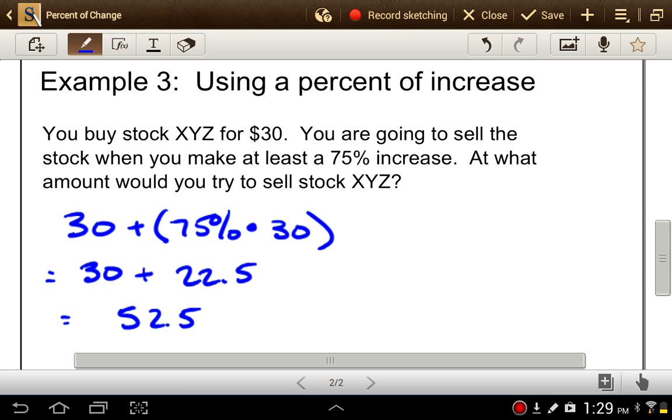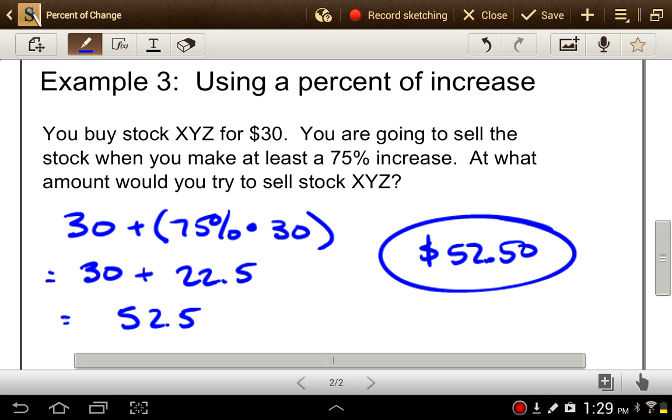Now add those together, and you get 52.5. So what does that mean? In the context of this problem, $52.50 is when you will try to sell your stock. As far as work goes, guys and girls in class, you can do this step, and then you can show this step. You can skip this intermediate step. You don't need to show that, but I do want to see you setting up your problem and then the answer that you get from it.